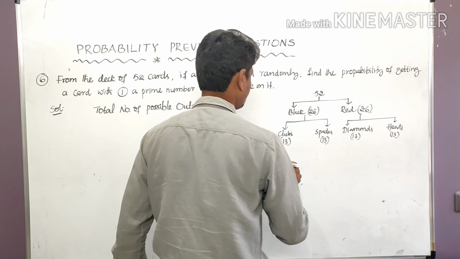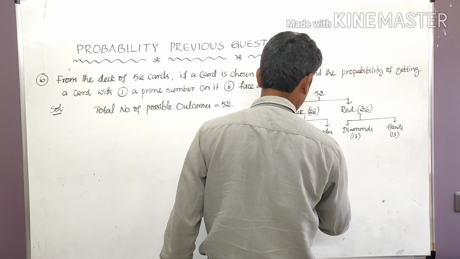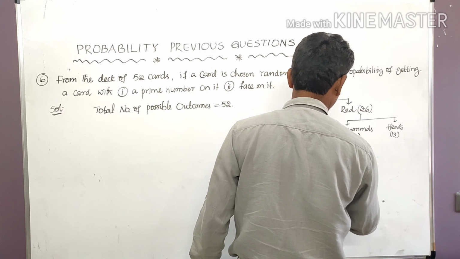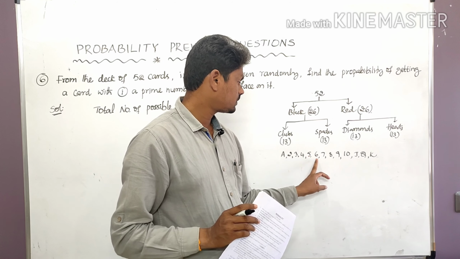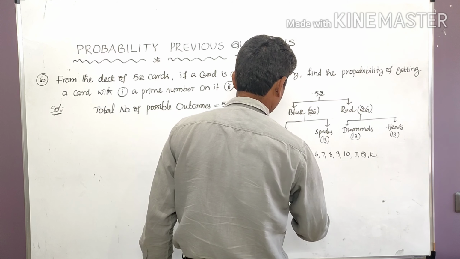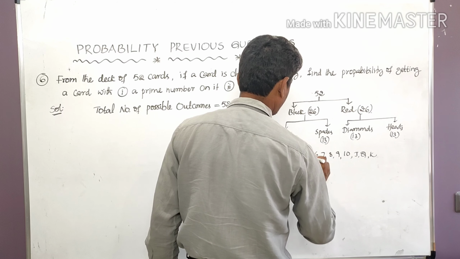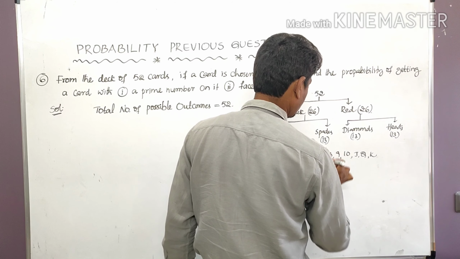The 13 cards start from A, 2, 3, 4, 5, 6, 7, 8, 9, 10, J, Q, K. Each group has these 13 cards. So 4 into 13 is 52. Among these 13 cards, we have to select prime numbers. 2 is a prime, 3 is a prime, 5 is a prime, 7 is a prime. That's all.